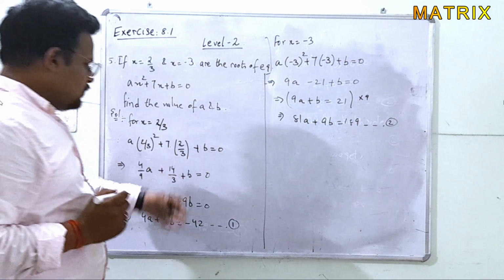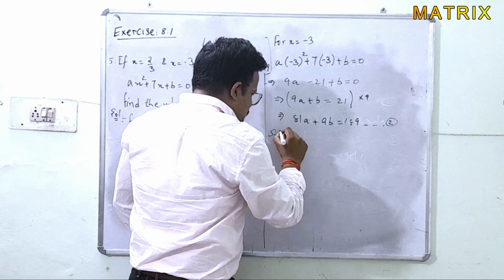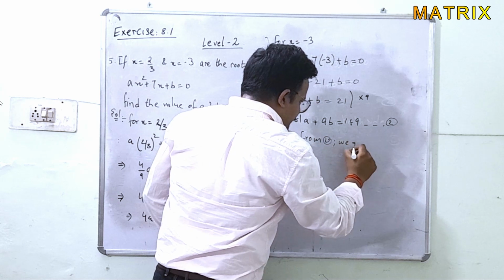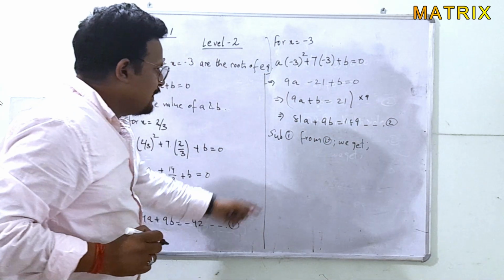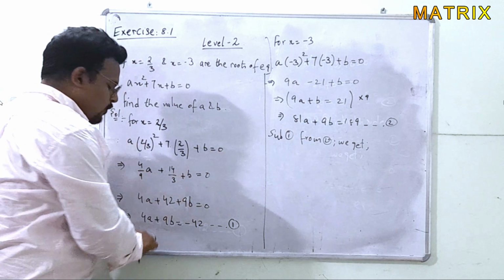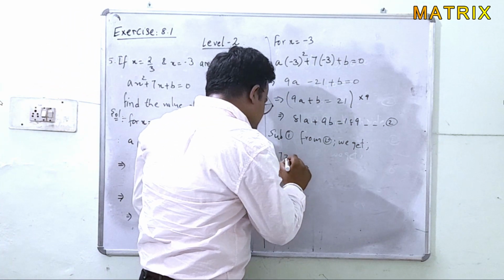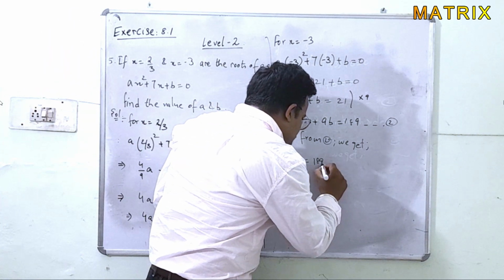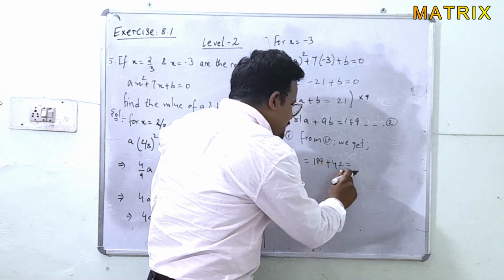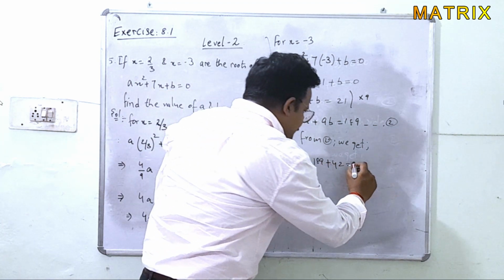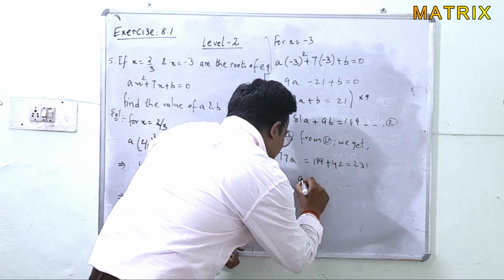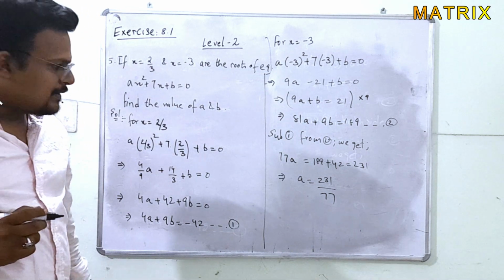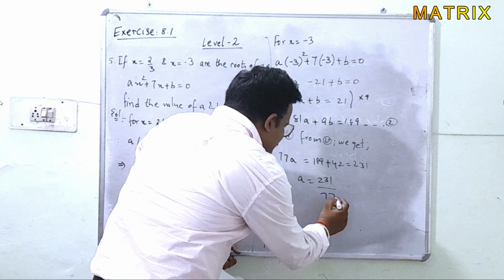Now subtract 1 from 2. So subtract 1 from 2. We get what? So we will get this minus this. So 81 minus 4 will be 77a and this 9b will be cancelled both sides and this will be 189 plus 42 and this will be 9 plus 2 will be 11, 18 plus 22, 23. So this value a will be equal to 231 divided by 77. Clear? 77.